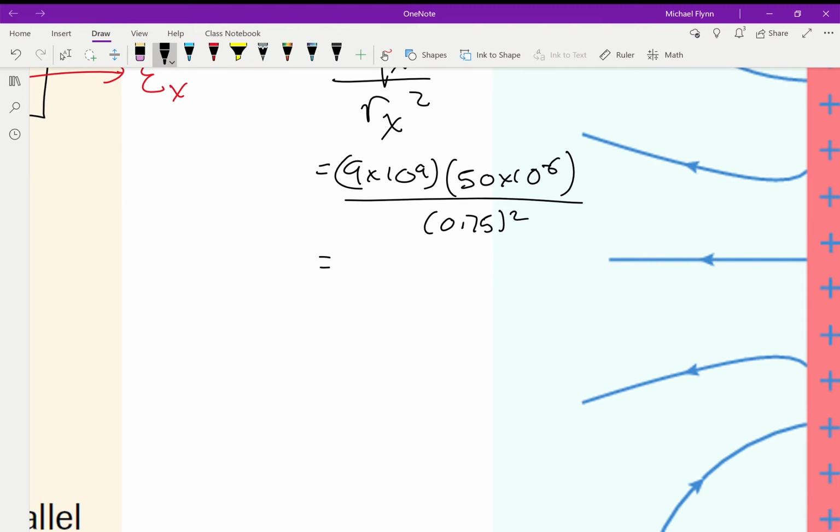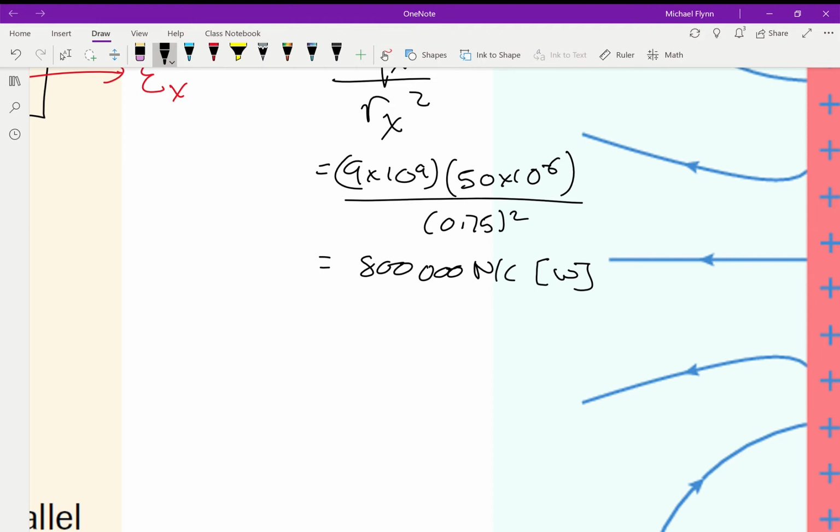Now I have my calculator here, so I'll do the calculation for you. 9 times 10 to the 9 times 50 times 10 to the negative 6, divided by 0.75 squared, equals 800,000 newtons per coulomb. Now that one is west, or if you want left and right, it's to the left. I'll just say west.